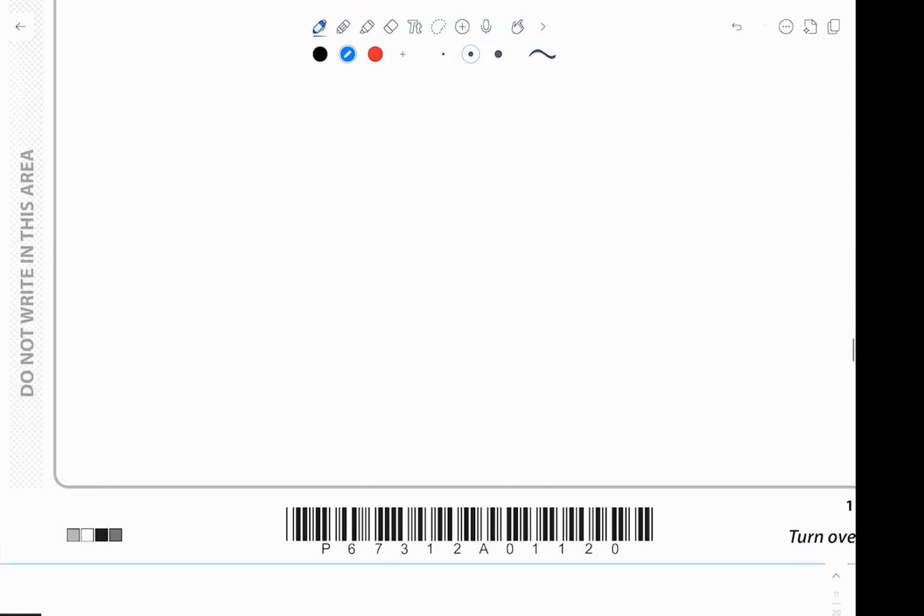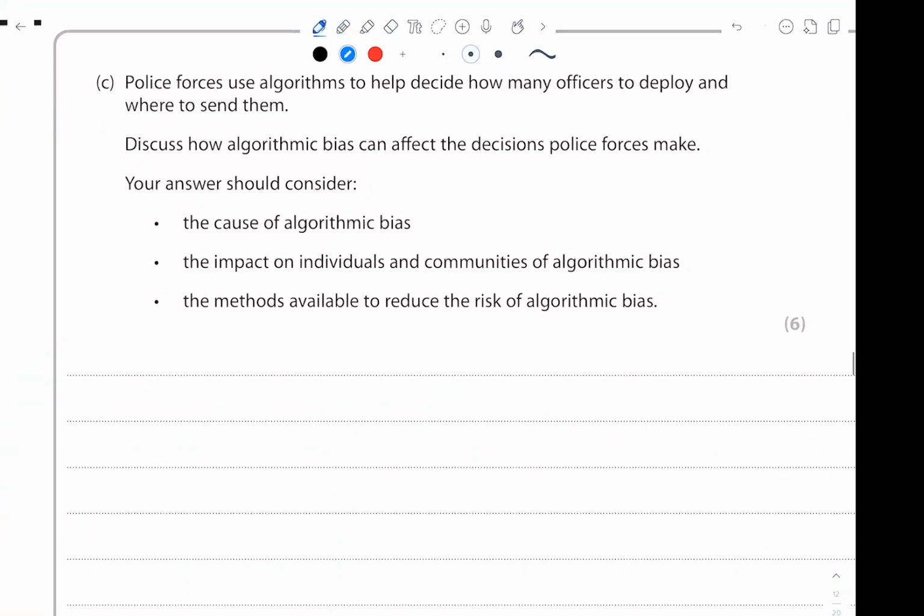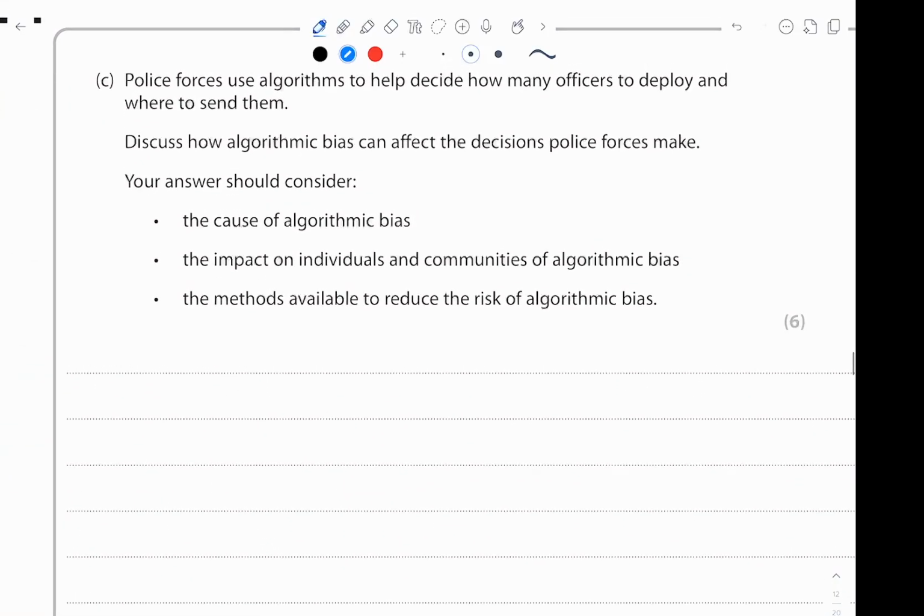Anyway, not to worry. Police forces use algorithms to help. Look at this 6 marker here. How many officers are deployed, where to send them? Discuss how algorithmic bias can affect the decisions police forces make. Your answer should include bias and impact on individuals. So it's all about algorithmic bias.